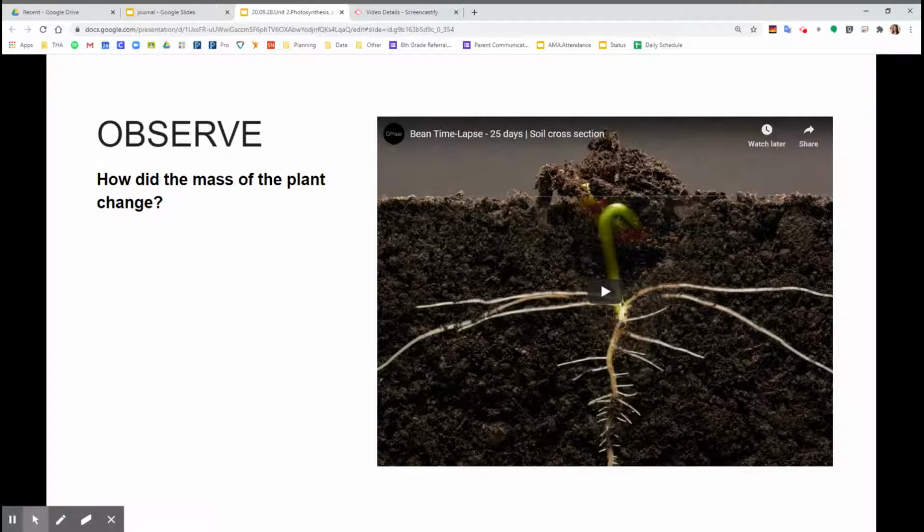But here's a question I want you to consider as you look back over your observations that you wrote down. How did the mass of the plant change? As we watched, the plant only got larger, which means that it's taking up more space. And that also means that it is increasing its mass. So when we watch this, I want you to think about the same question that we discussed when we talked about our own bodies. Where do the actual atoms come from that are added on to the seed as it grows?